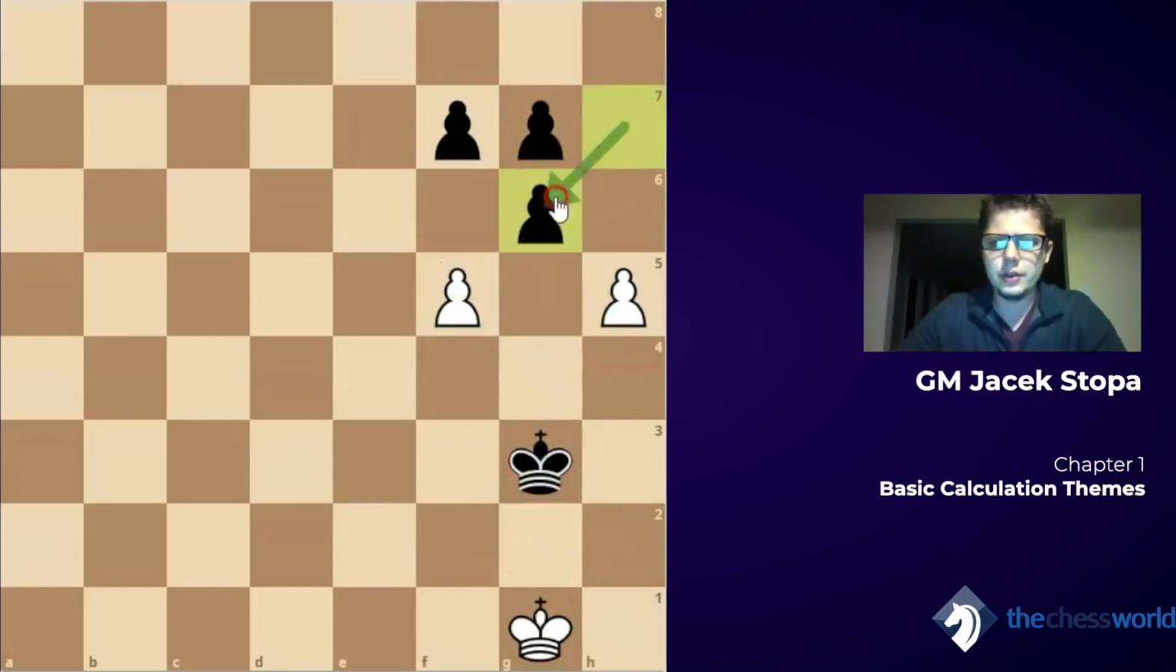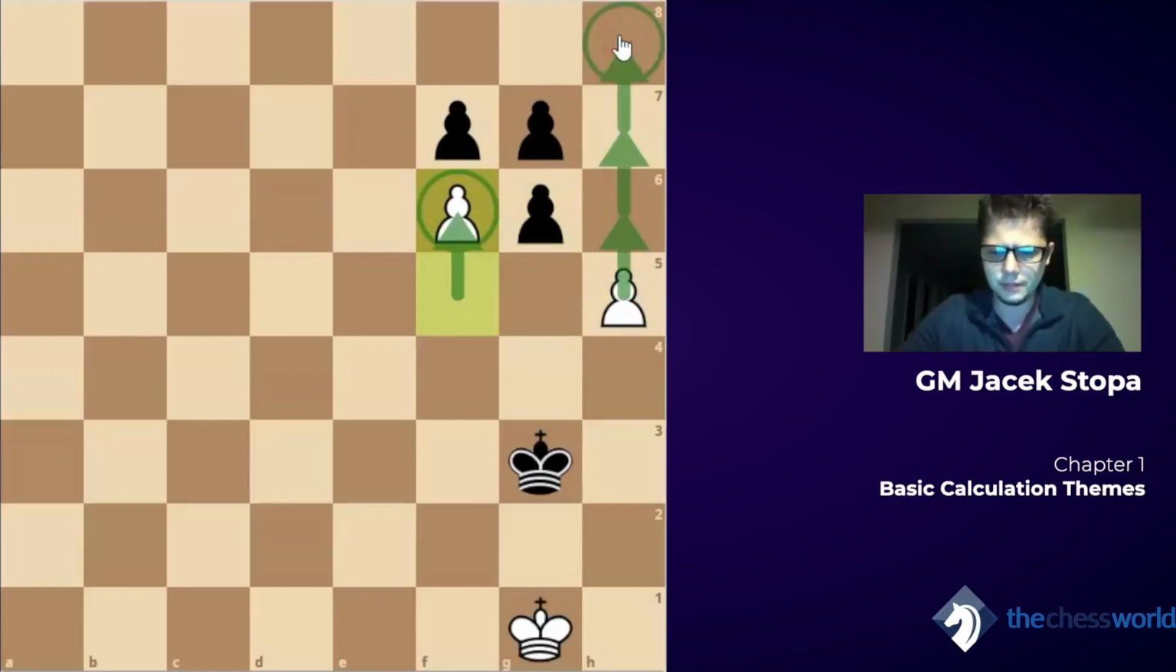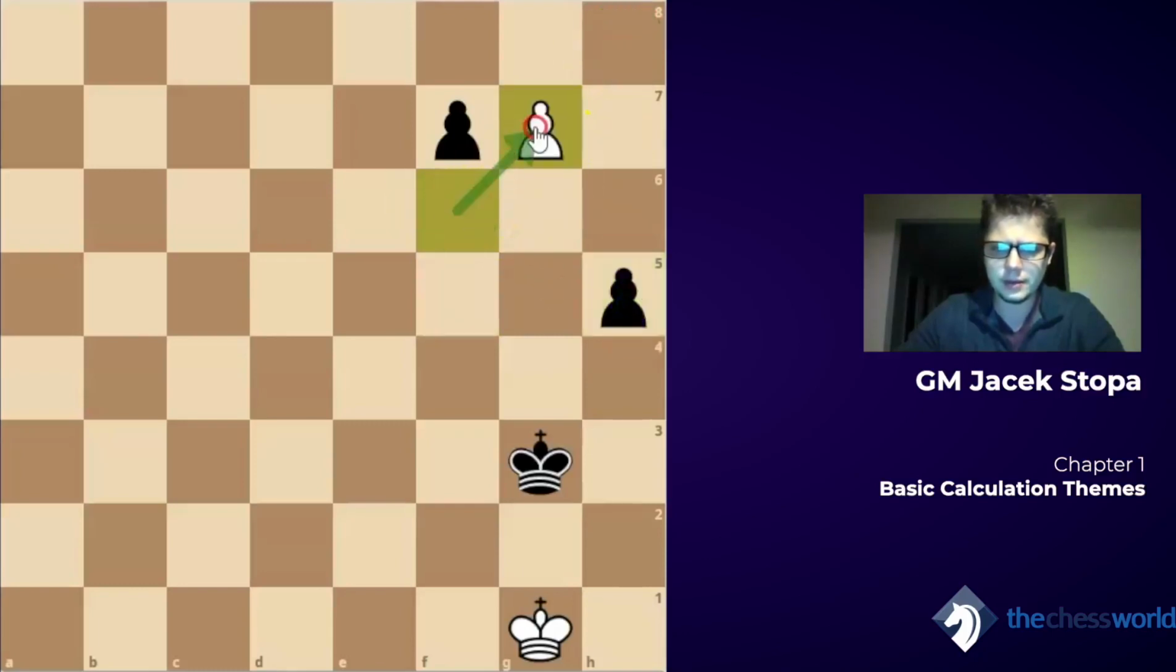And if hg, we need to calculate this as well. Now, okay, f6 wins with the same exact trick. We're clearing the path for this pawn, and this is basically over, as gh doesn't help either due to fg.